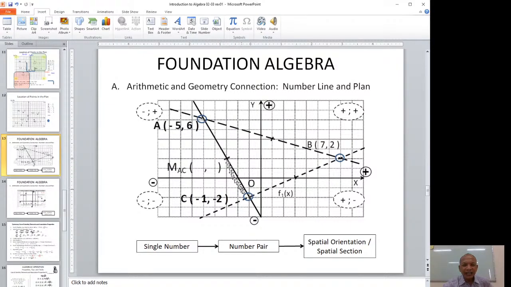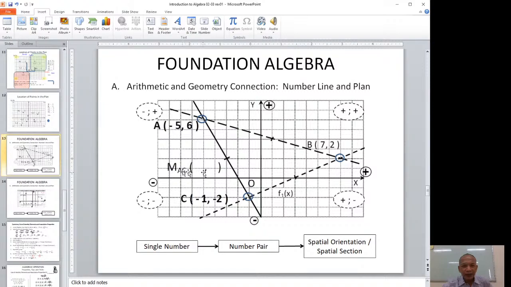For A, x is negative 5 and y is positive 6. For C, x coordinate equals negative 1, y coordinate equals negative 2. They are all correct here. See, C must be negative negative. A here: x negative, y positive. Again, you can verify and know that all these coordinates are correct.